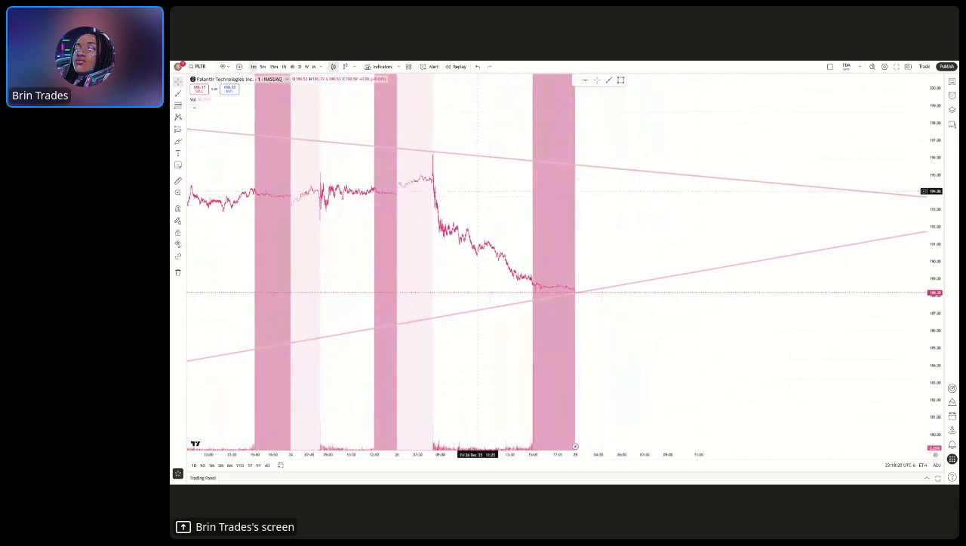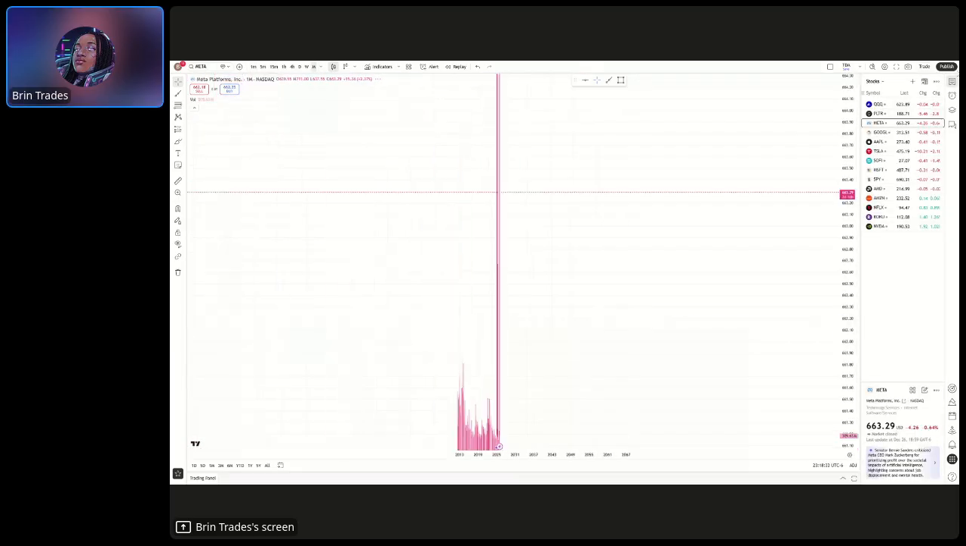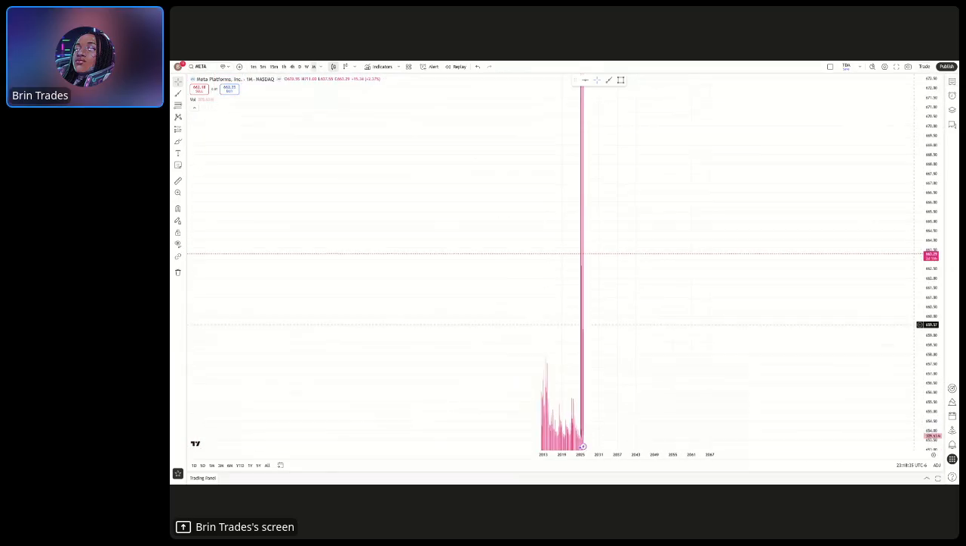We have possible calls above this level, above this trend line, possible puts below this trend line. And we're going to head over to Meta and do another top-down analysis.